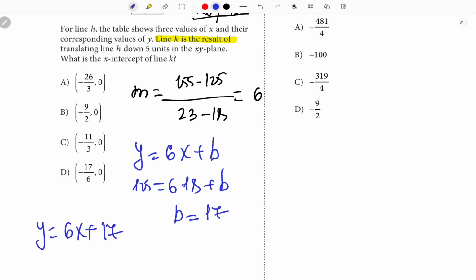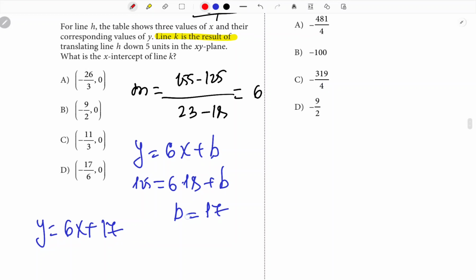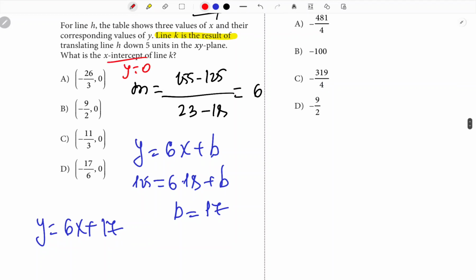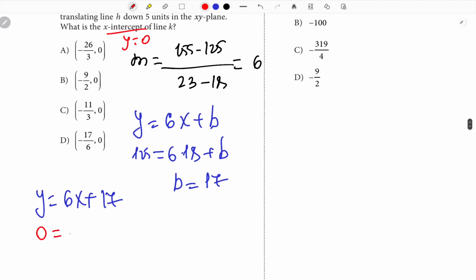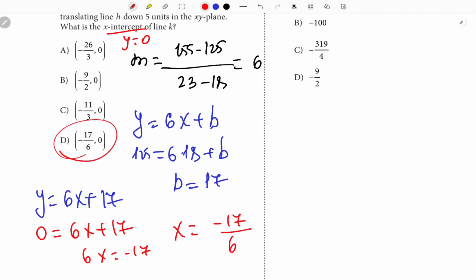And what is the x-intercept? What does it mean, x-intercept? X-intercept means y is equal to 0. Y is equal to 0. Okay, y is equal to 0, 6x plus 17 equals 0. 6x is equal to negative 17. X is equal to negative 17 divided by 6. So the answer is D.